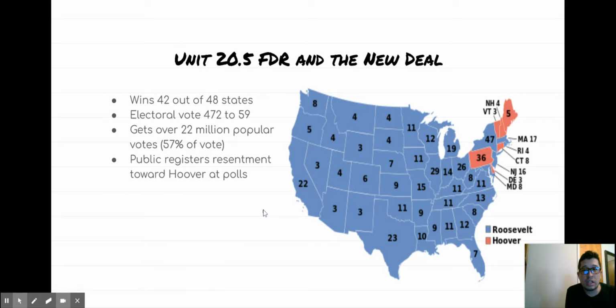So this is the electoral map from FDR. He wins 42 out of 48 states. His electoral victory was 472 to 59. So it's an absolute landslide victory for FDR. Again, Hoover had no chance of winning that election.